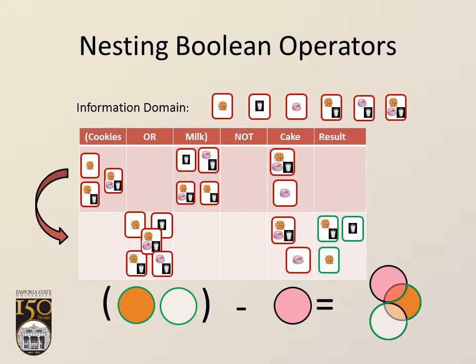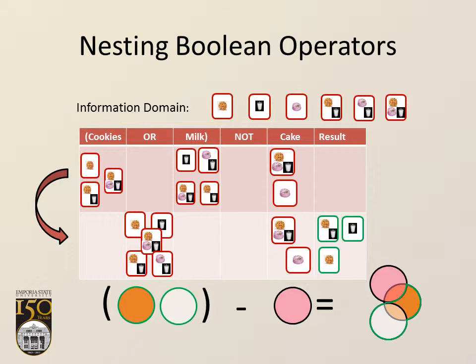Turning to how we nest the NOT operator, we're going to use the search string, cookies or milk in parentheses, then not cake. As you can see, we will first create, as previously, a set with cookies and a set with milk, and we combine them with the Boolean operator OR. So anything which has either cookies or milk on it is returned. We then go to our second part of our statement, which is cake. So we pull back all the menu items which have cake.